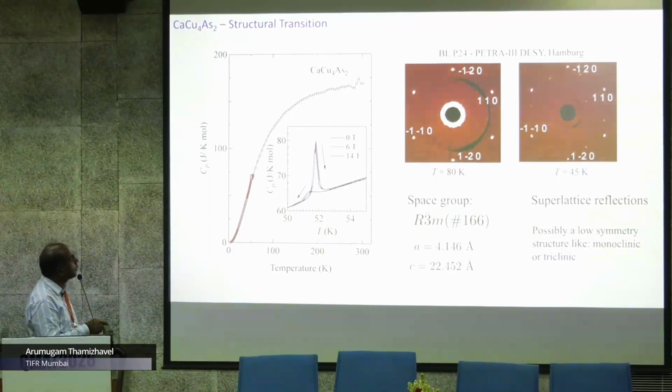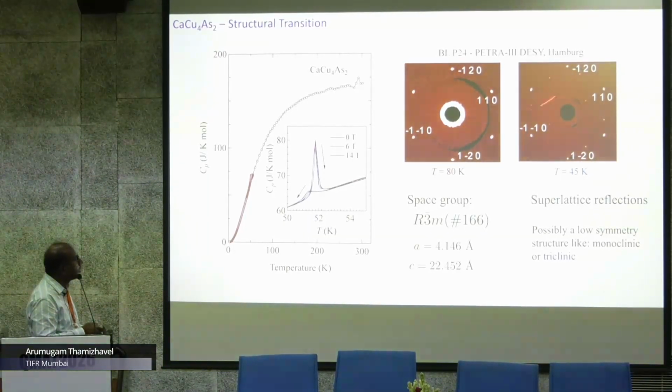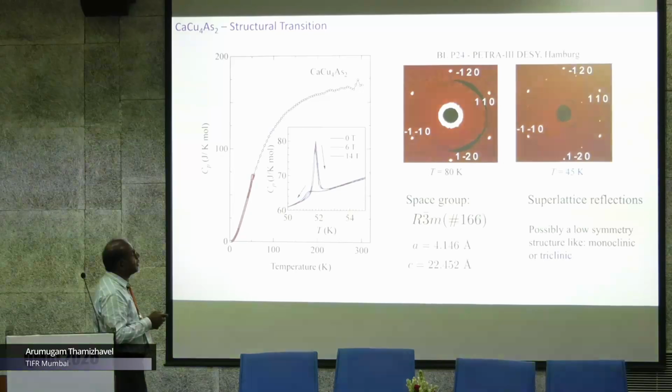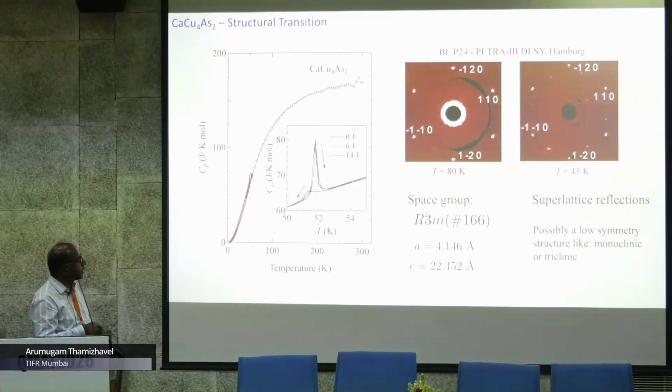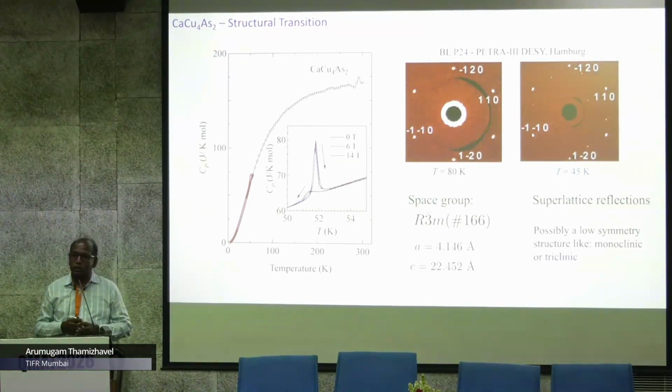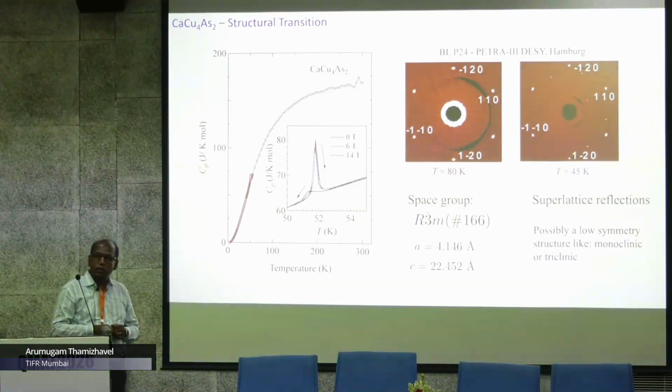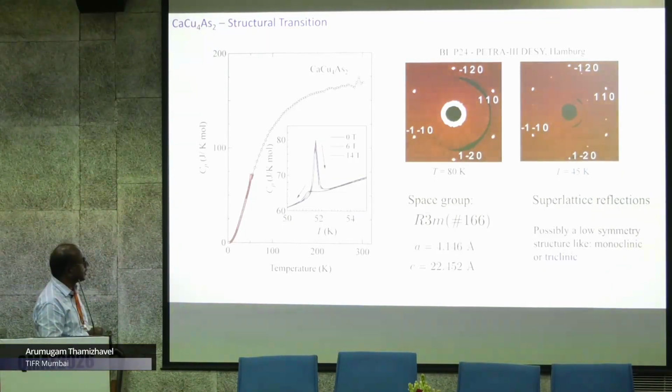And we have also confirmed from the single crystal X-ray diffraction at PETRA III that above 80 Kelvin and below this CDW transition, there are some superlattice reflections seen here, which confirms that there is a structural transition which has happened in this one, and this is attributed to the CDW transitions here.